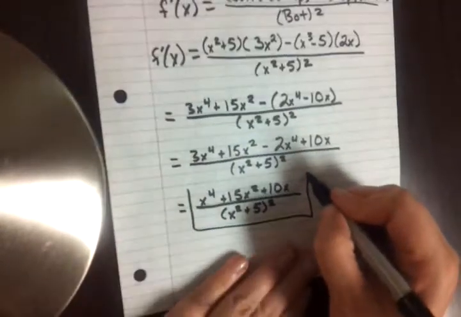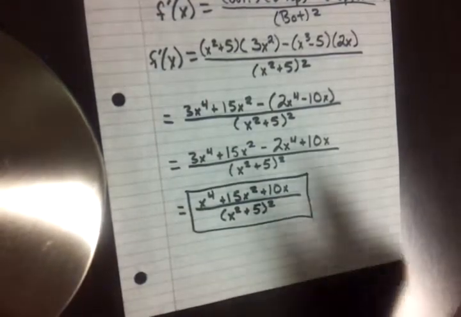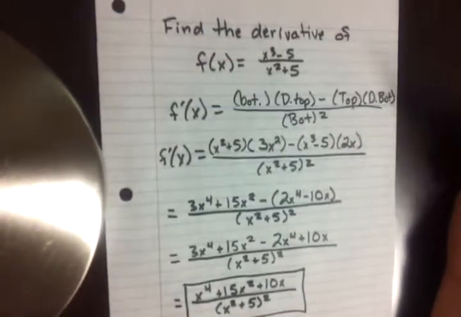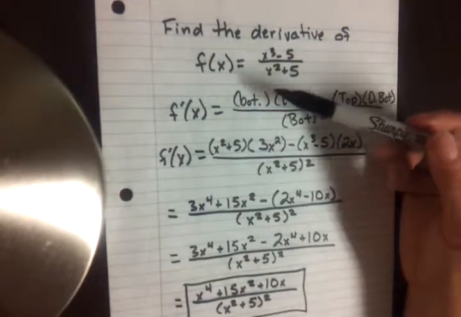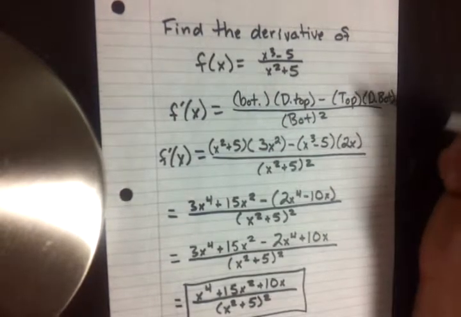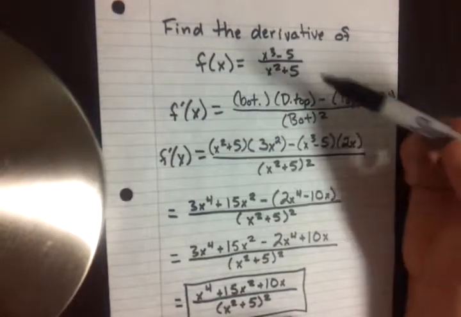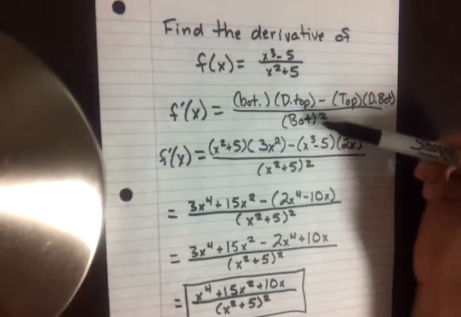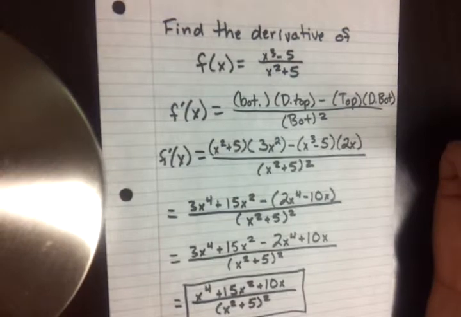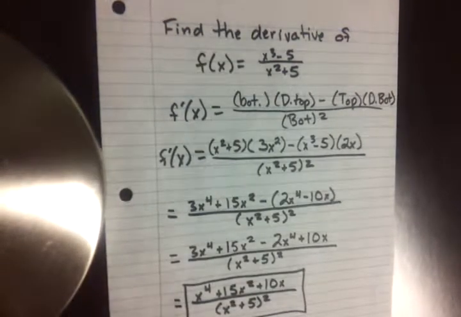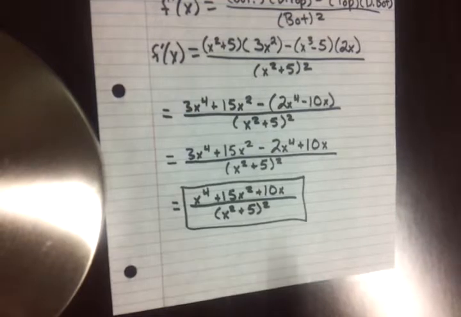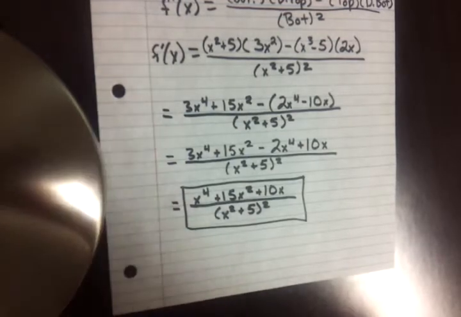And so that's your answer. And however you remember, whether you remember bottom times derivative of the top minus top times derivative of the bottom over bottom squared, or low d high minus high d low over low low, that's entirely up to you. But that is how you use the quotient rule. Once you've got those individual pieces put into place, it's all just algebra. And so we were able to find that derivative using the quotient rule. And that was question number 12 from homework 5. Shoot me an email if you've still got questions.